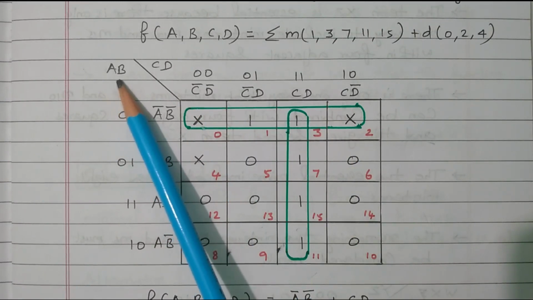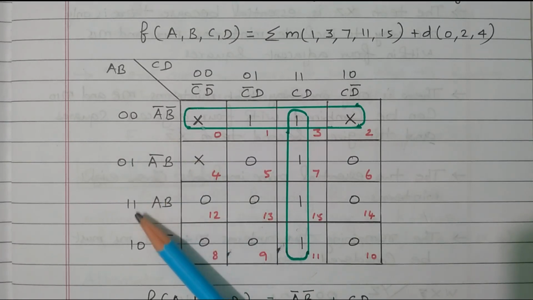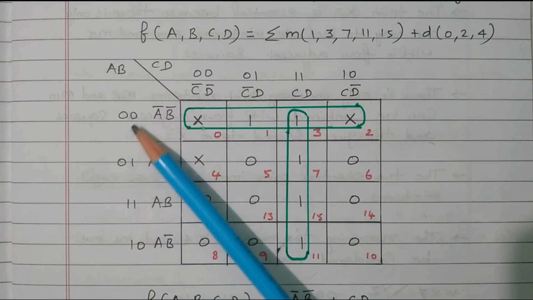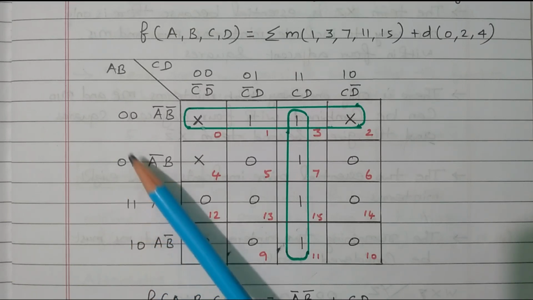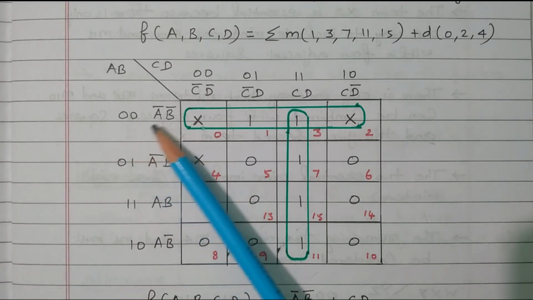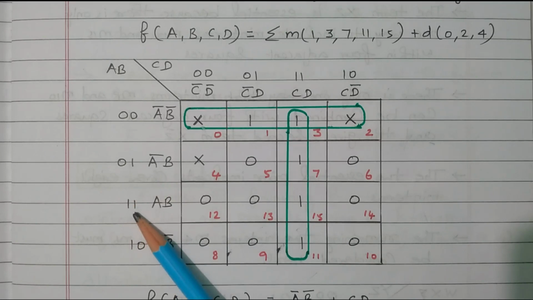A, B has 2 variables, so we have 4 combinations: 0 0, 0 1, 1 1, 1 0. So there is an interchange between the third and fourth row. 0 0, 0 1, 1 0 is in the fourth row, and 1 1 is in the third row. 0 0 means A bar, B bar. 0 represents the complement, so both are 0, so we have A bar, B bar. 0 1: A is 0, B is 1, so A bar, B. 1 1: both are 1, so A, B. Then 1 0: A is 1, B is 0, so A, B bar.